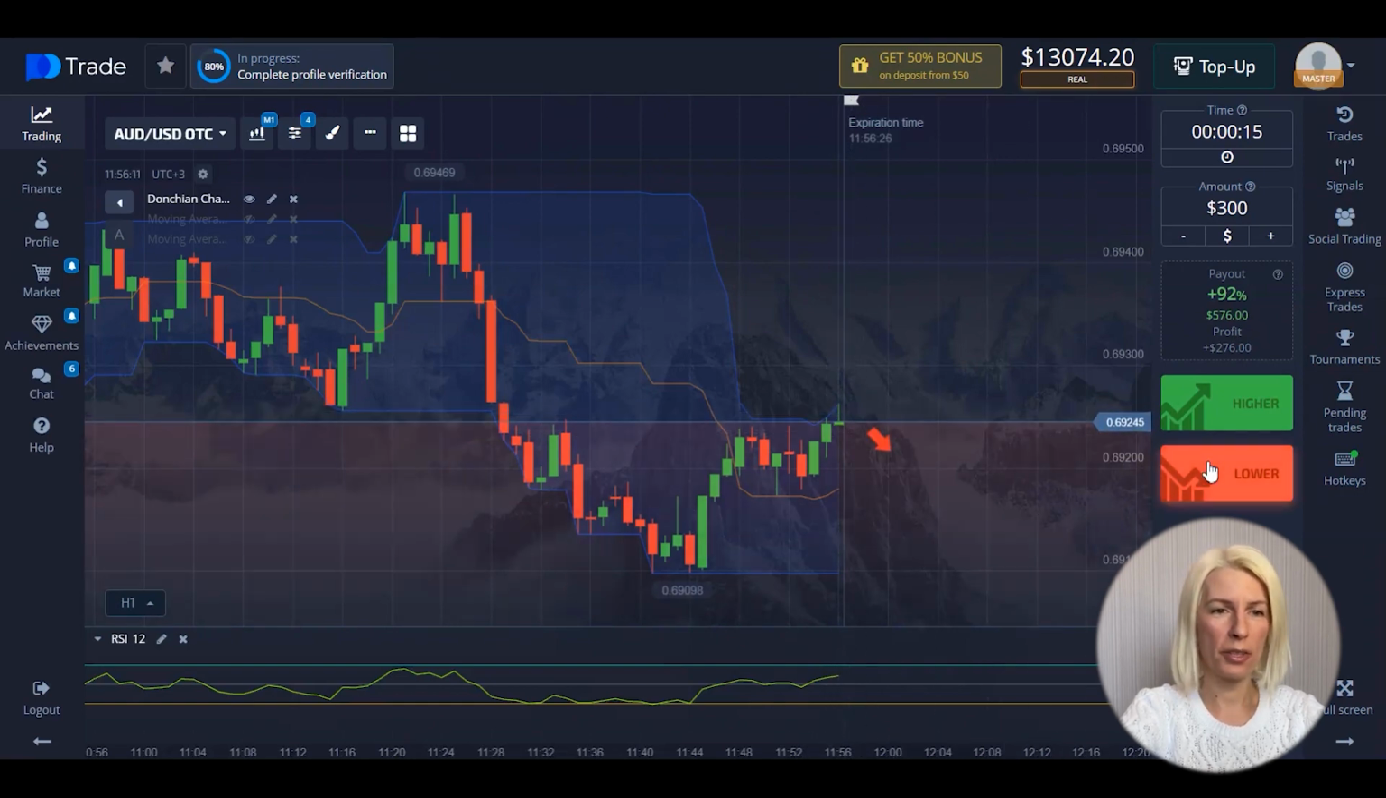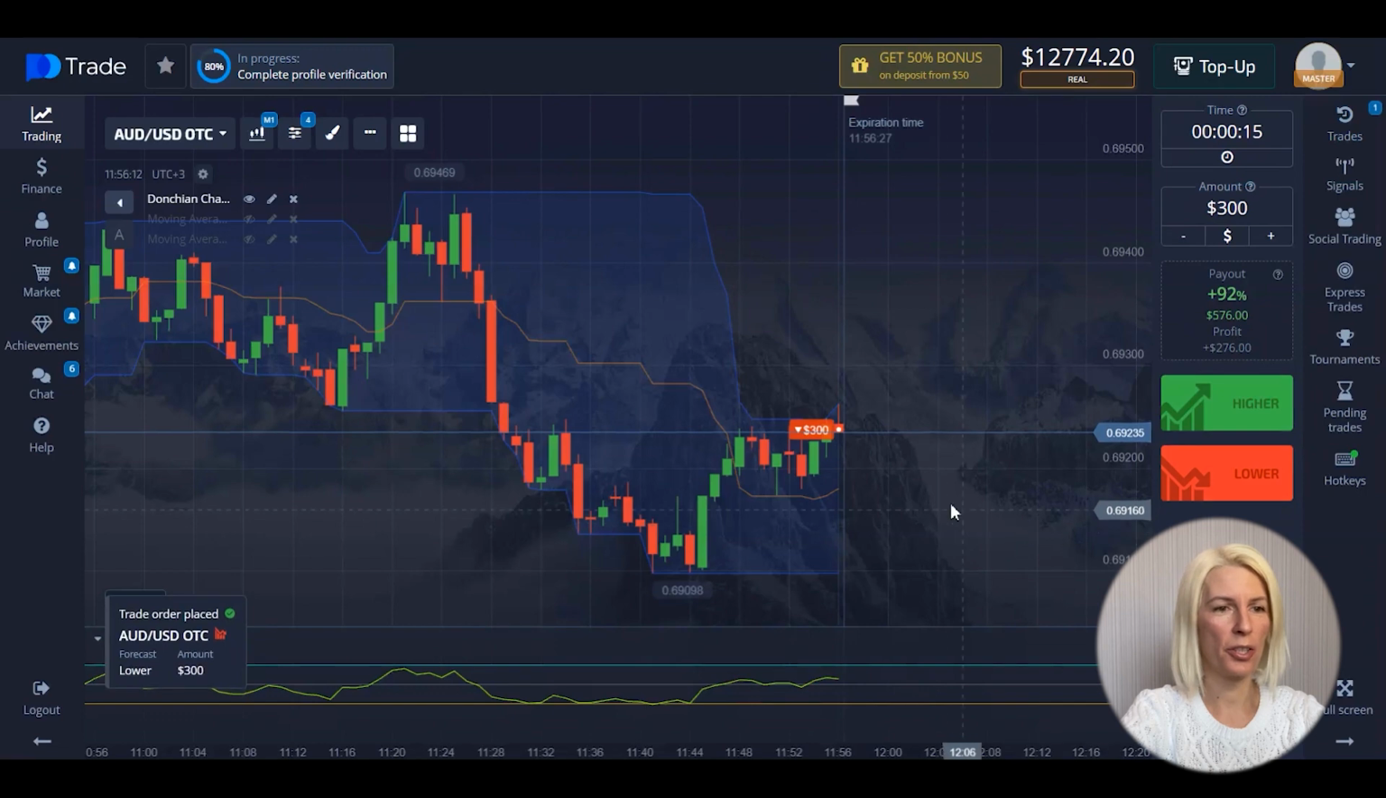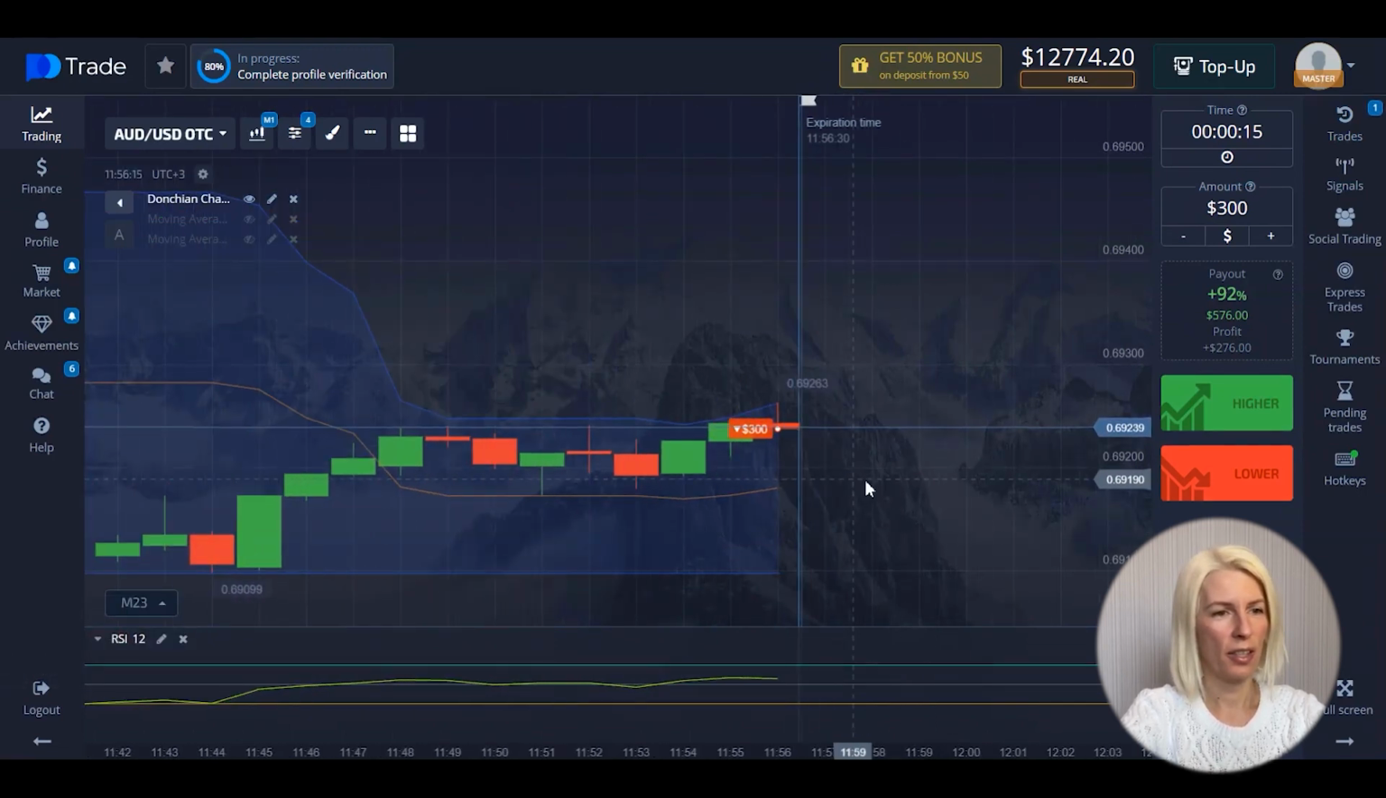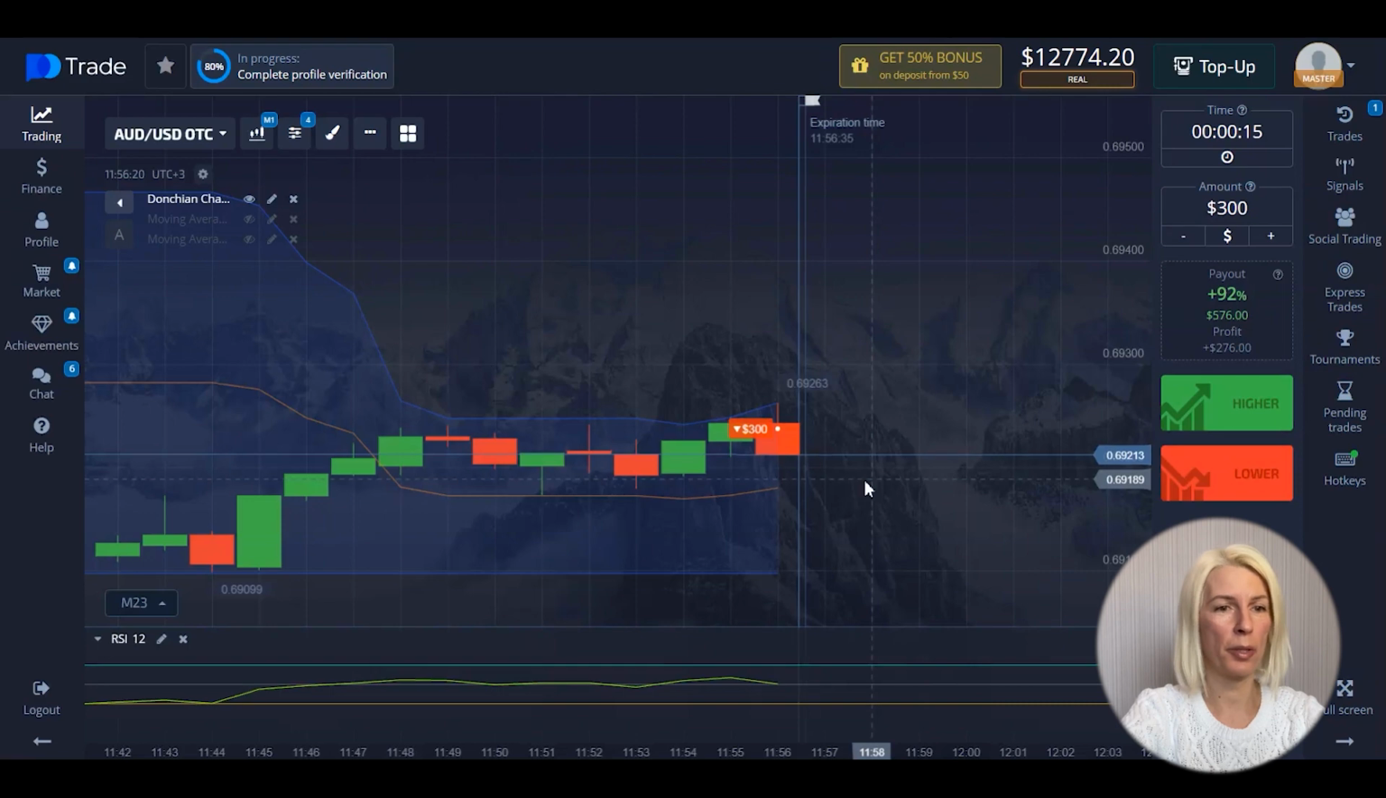The price bounces and I make a decision, I make a trade for $300 for 15 seconds. Well, I made such a decision because the breakdown of the upper level of the indicator was not significant. It only moved up and the price went down at once.